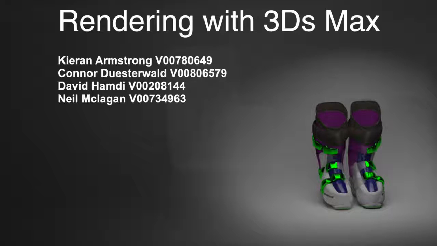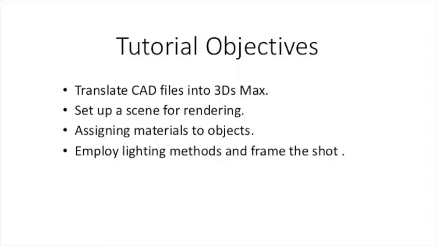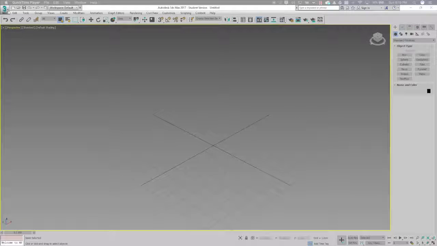In this tutorial, my Mech 410 group used 3ds Max to produce several versions of rendering our CAD project, a pair of downhill ski boots. Learning outcomes are driven by real-world production workflows, which are valuable to communicate the outcomes of product design. We will learn how to translate CAD files into 3ds Max, set up a scene for rendering, assign materials to objects, employ lighting methods, and frame the shot for some really dramatic effects.